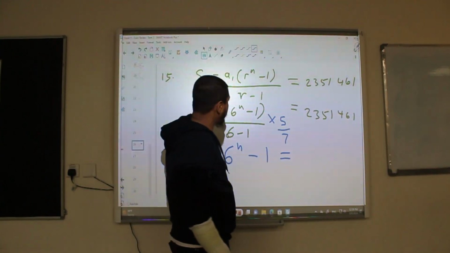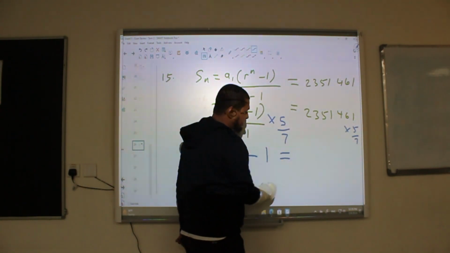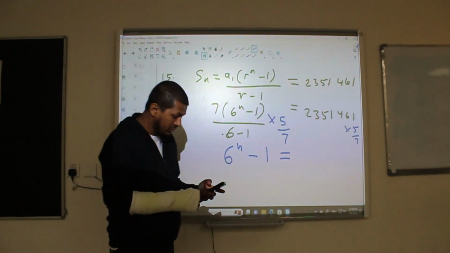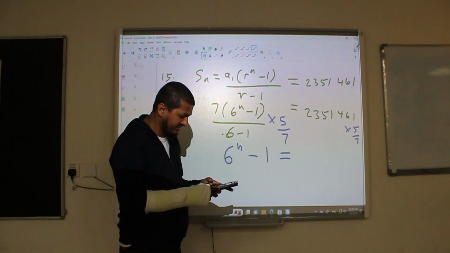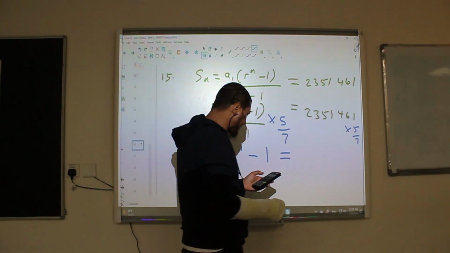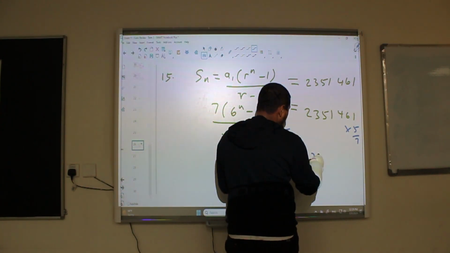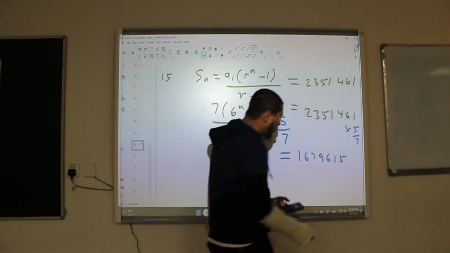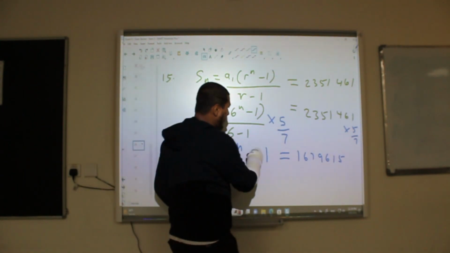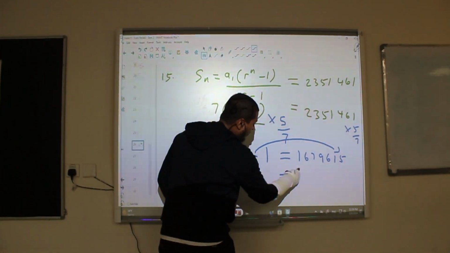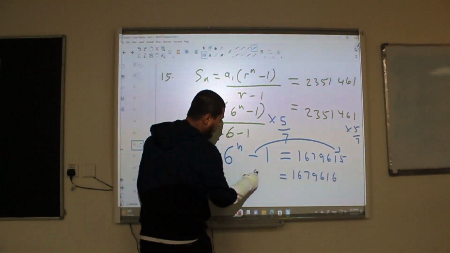Then we take log, the basic law of equations. So you multiply 2351461 by 5 over 7. We get 1679615. Now we can't take log as yet because we have a minus 1 here. So you take the minus 1 over and add it, and you get 1679616, and that's 6 to the power n.